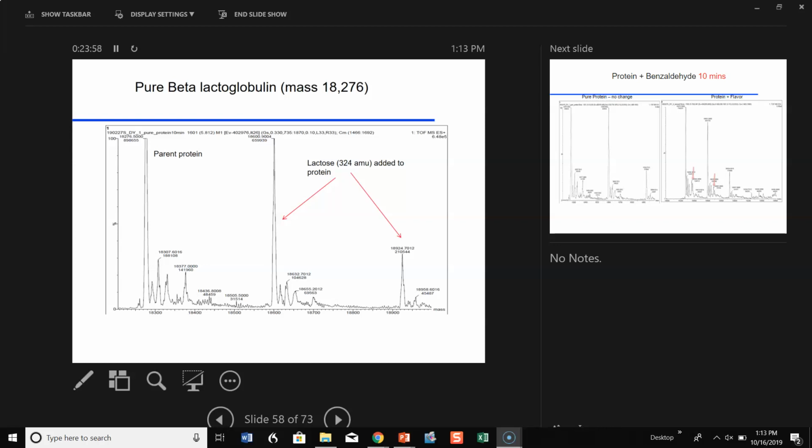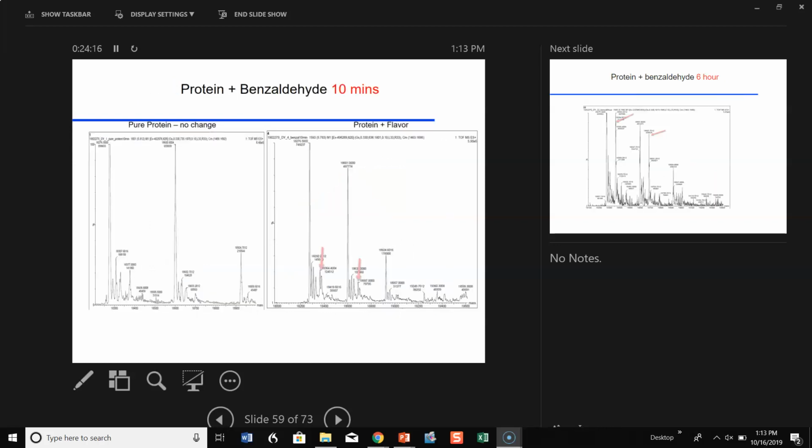For some reason, nature's put more lactose onto that protein, so it's higher mass. It's the molecular weight of lactose, bigger. So my protein is bigger. The cow puts two lactoses on. So that's basically Bidey's control, his starting material.